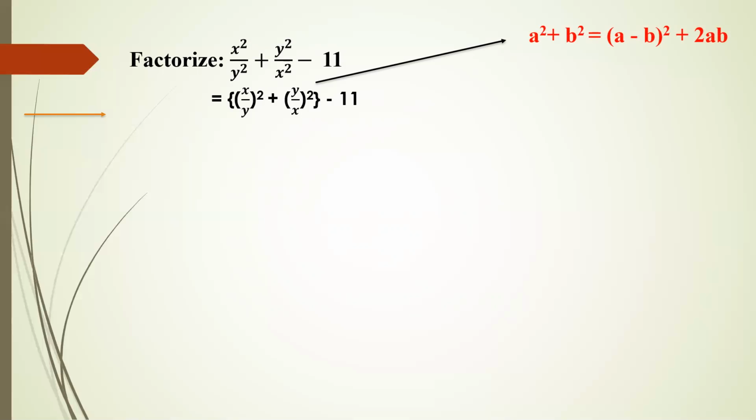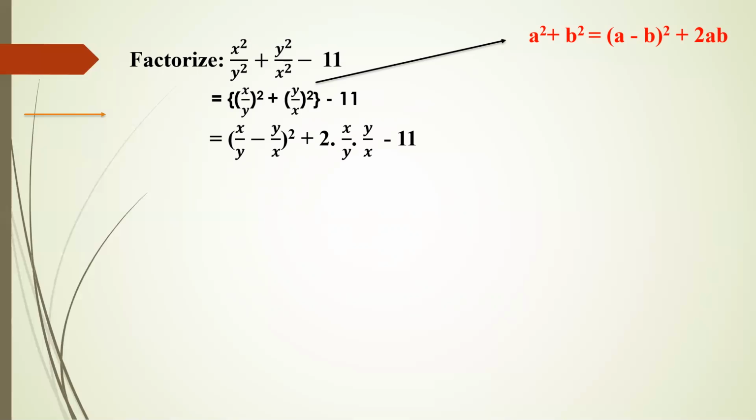So a square plus b square is a minus b whole square plus 2ab. We can apply the same formula once again here, right? Now, if I do so, then we'll be getting x by y minus y by x whole square. That is a minus b whole square, right? Okay, and plus 2, that is 2ab, and minus 11 as it is, correct?